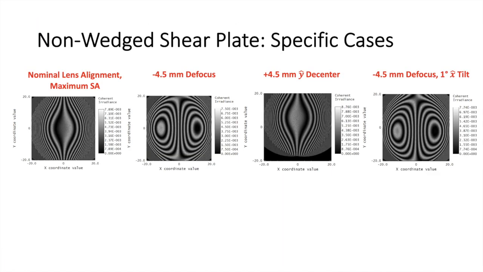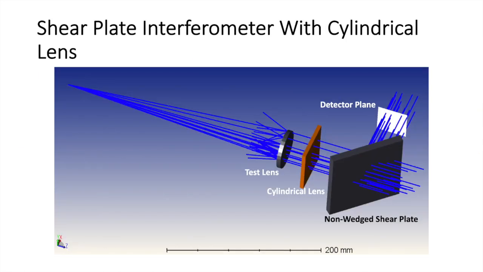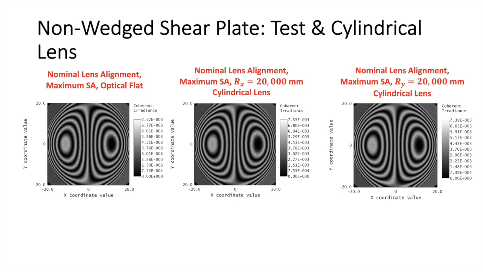Finally, we investigated specific cases for a non-wedge shear plate and the lens oriented for maximum spherical aberration. Our previous analysis utilized small perturbations, but these cases clearly show how the aberrations are presented in the interferograms. We also added a cylindrical lens to see how this asymmetrically introduced more astigmatism into the system when the defocusing direction was parallel and perpendicular to the y-axis. However, we did not observe any noticeable changes in the interferograms due to this modification.